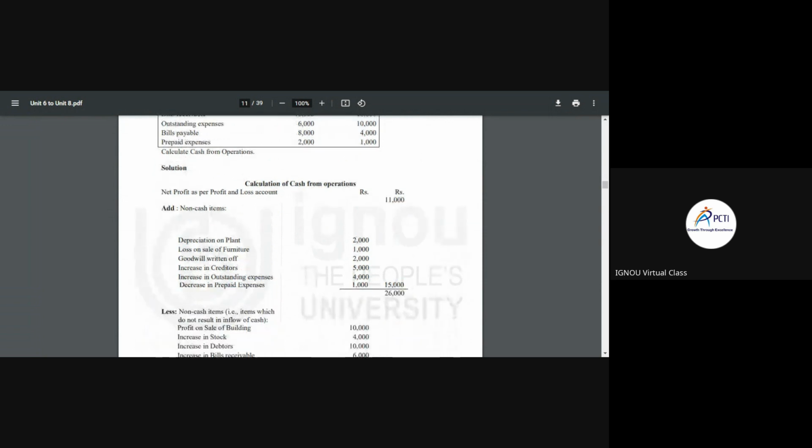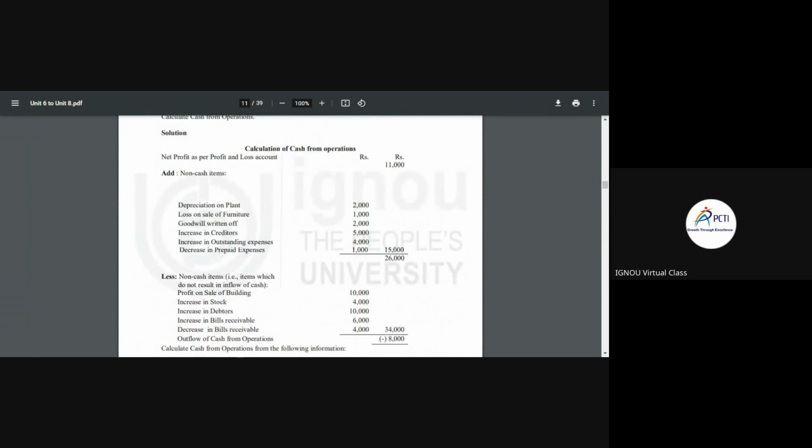We need to calculate the cash from operations. So while we are calculating cash from operations, first of all, we have net profit as per P&L account. That will be 11,000, given in the question. Then we add non-cash items like depreciation on plant, loss on sale of furniture, goodwill written off, increase in creditors, increase in outstanding expense, decrease in prepaid expense. That total will be 15,000, and then net profit will be 11,000.